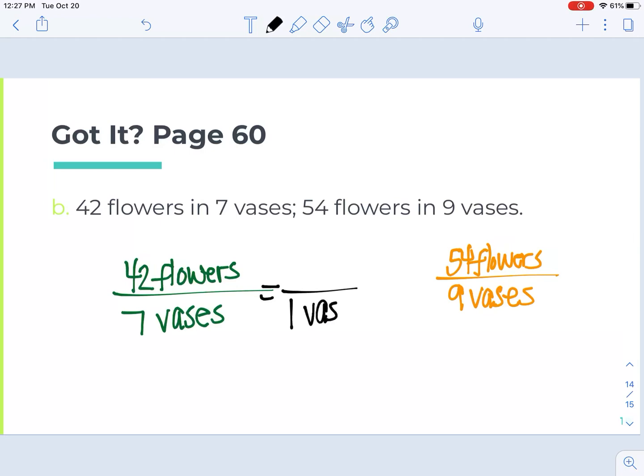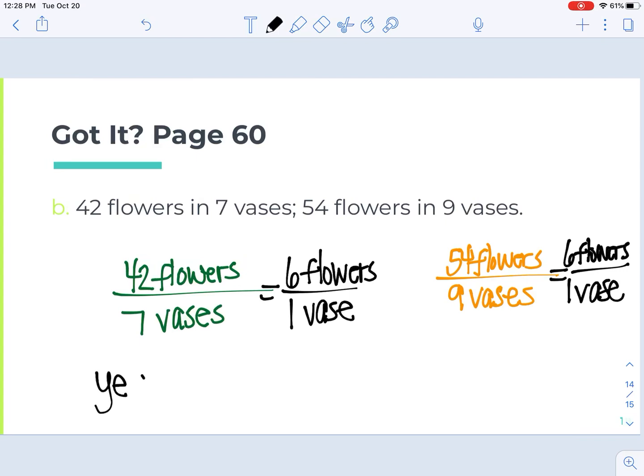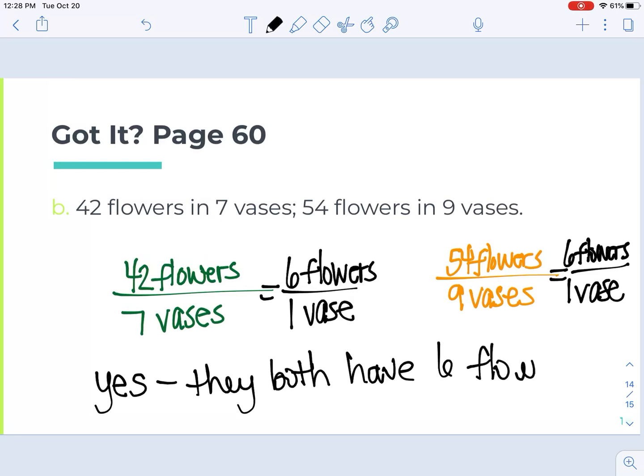Unit rate means finding out how much for one. How much is in one vase. So 42 flowers put into 7 vases is 6 flowers in a vase. And 54 flowers split up in 9 vases, 54 divided by 9, is also 6 flowers in a vase. So yes, they are equivalent. They both have 6 flowers in each vase.